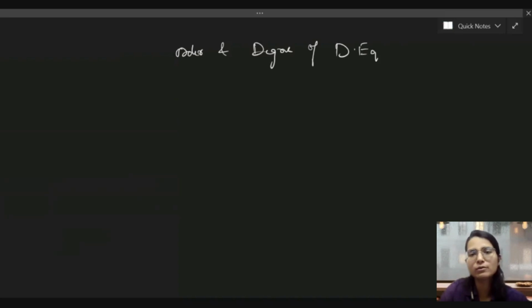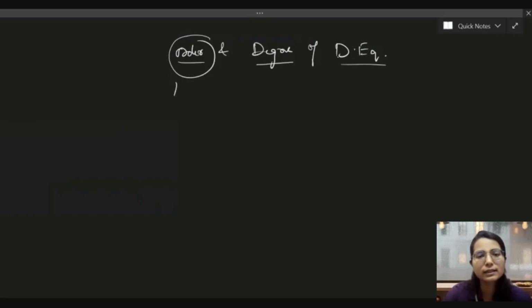Keep noting down your doubts and whatever you find useful in this lecture. We'll discuss that at the end of this lecture. So what is the order of the differential equation? Whatever differential equation is given to you, the order is actually the highest order derivative present in that equation.